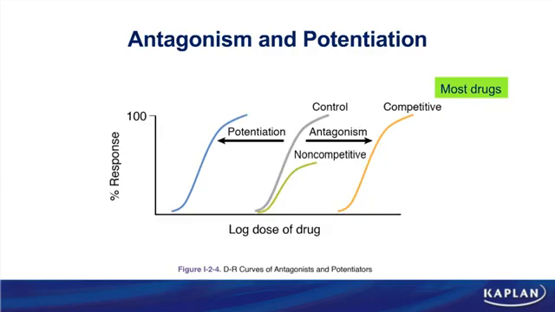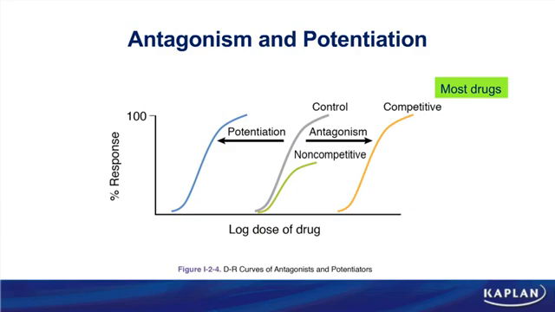This graph allows us to talk about the concept of competitive and non-competitive antagonism, and also to look at the concept of potentiation. If you look right in the middle of this graph, you see what's labeled as control. Well, the control in this case is actually the agonist drug. And on the x-axis where it says log dose of the drug, we're actually plotting the log dose of the agonist. So when I look to the right and I see a competitive antagonist, keep in mind that most antagonists are in fact competitive.